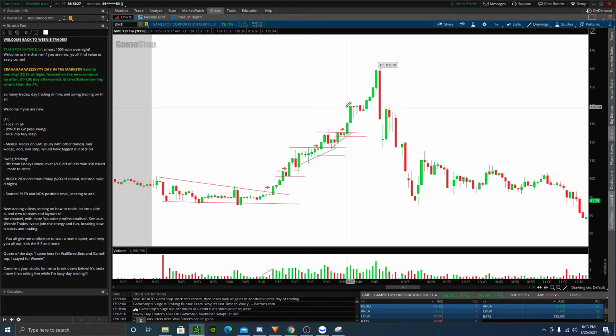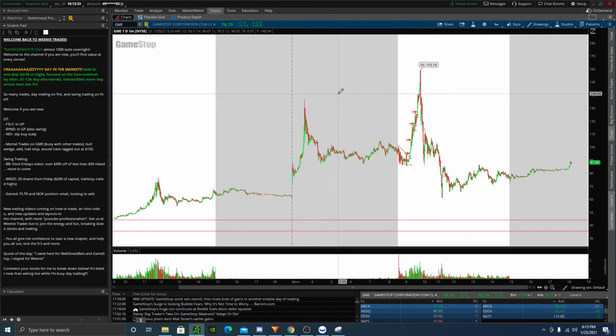And boom, nice good move up. And yet again, we had a nice good flat top resistance at 140. This was the pre-market high, so that was expected to be a little bit of resistance.